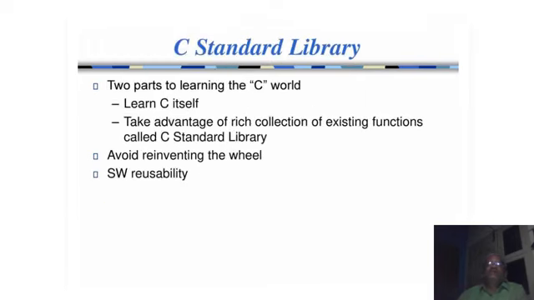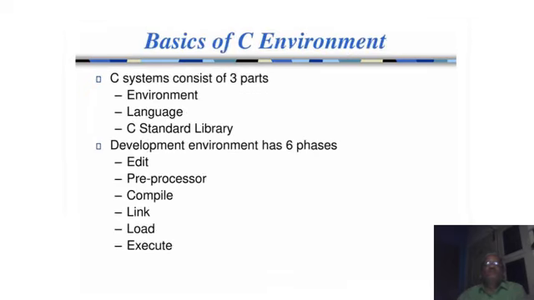We already discussed the libraries. There are two parts to learning C. Learn C itself, and take advantage of a rich collection of existing functions called the C standard libraries. Whatever we need, we have a number of libraries available. In C programming, avoid reinventing the wheel. You don't need to start from scratch. You can start from the current position and move forward to develop a program. This is software reusability.